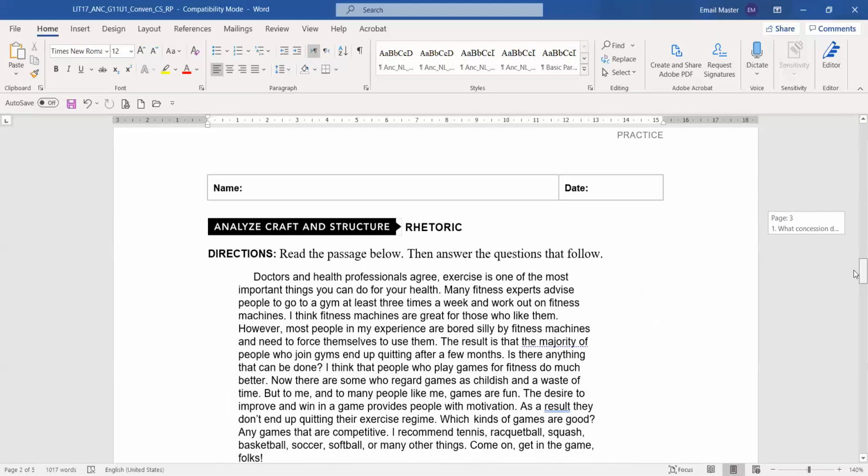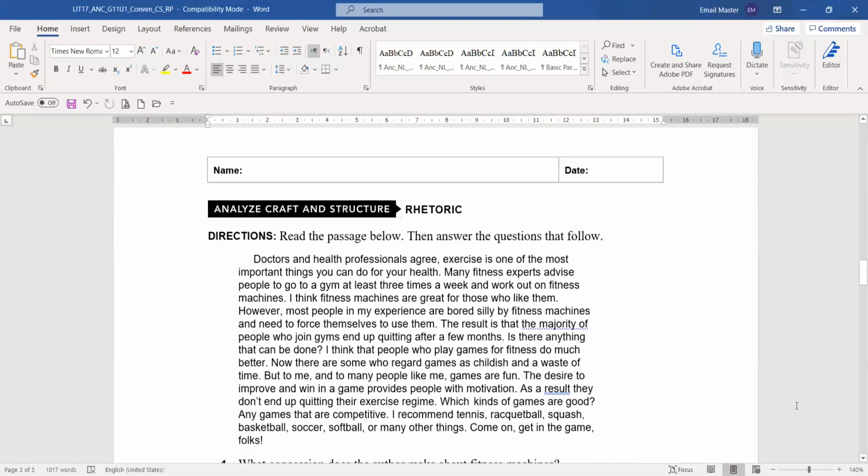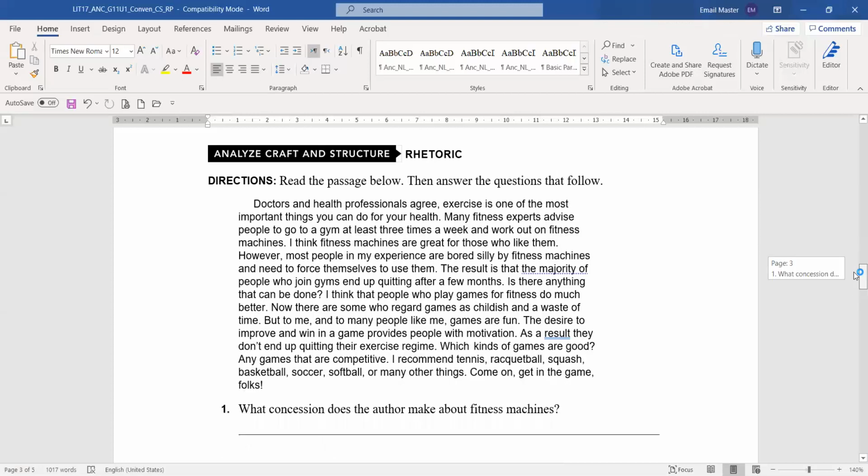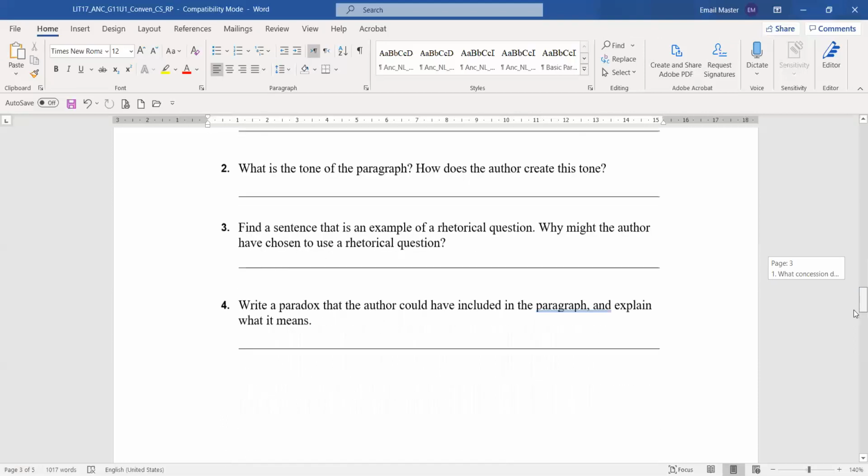Another text, have a look at this. This is about living a healthy life, exercise, going to the gym, etc. So it's very obvious that here the writer does not agree with using these machines, fitness machines, because he thinks people get bored, and he agrees with that. But he also acknowledges some of the opposite ideas. So what concession does the author make about fitness machines?